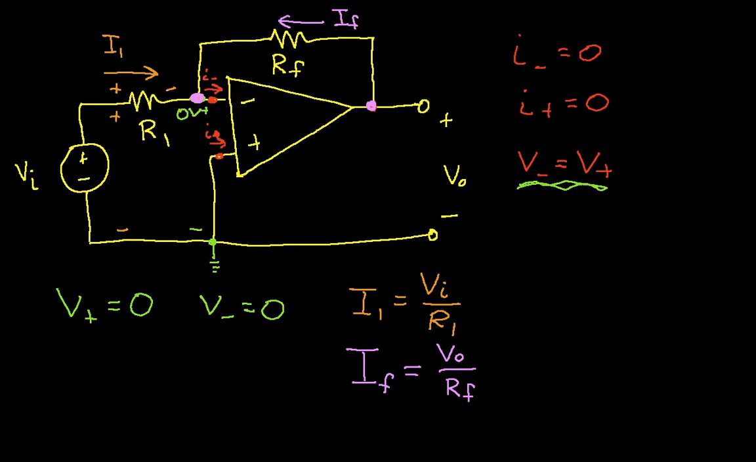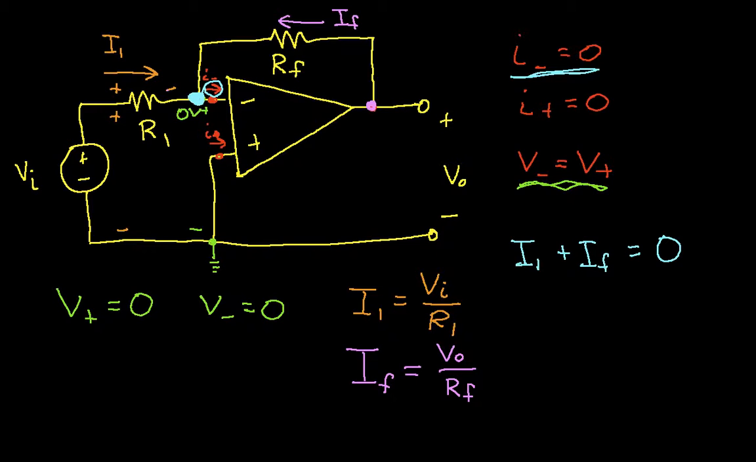Now, we're almost done. We almost have everything we need to get the relationship between the input voltage and the output voltage. And the way we can do that is apply Kirchhoff's current law at this node. We have I1 coming in, so Kirchhoff's current law at the inverting node says I1. We also have IF coming in, and we have I minus, this guy here, leaving, but we've said that I minus is equal to 0, so there's no current there. So basically I1 plus IF is equal to 0.